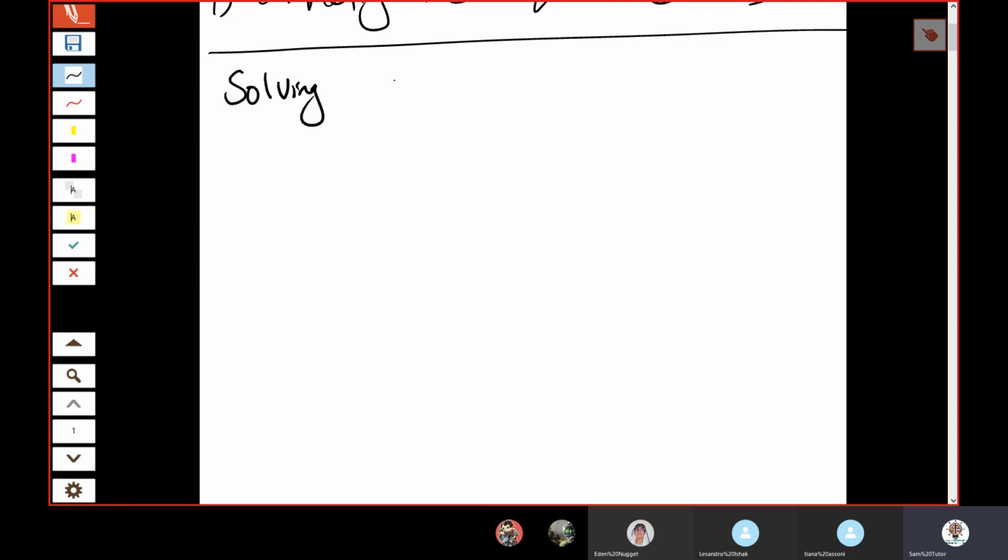Solving absolute value equations. Okay. So the idea with absolute value is that you've got two straight lines, and the idea of it is you're actually finding the distance.